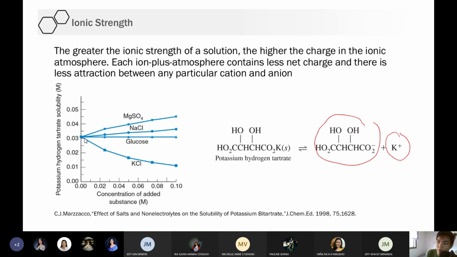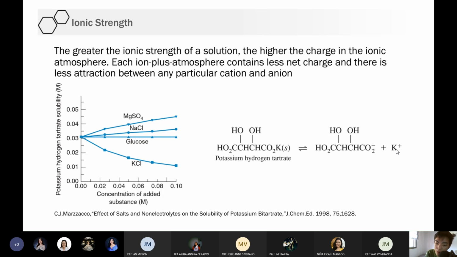On the other hand, let's have potassium chloride. When we add potassium chloride in our equilibrium system, what happens? The solubility decreases. The decrease in the solubility means that the reaction is shifted to the left. Why? This is governed by the common ion effect. When you add KCl in your solution, remember that we also have potassium ions on the product side.